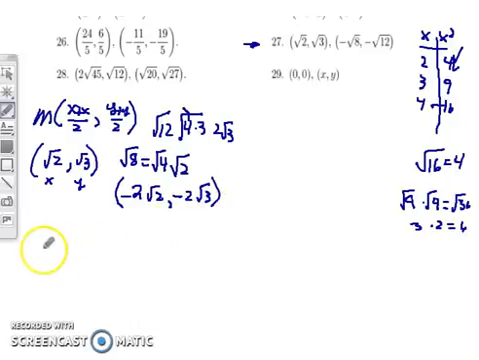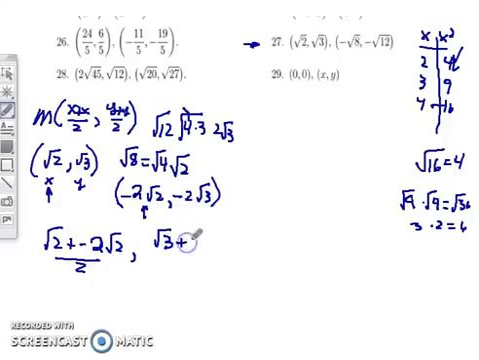All right, let's find the midpoint. Add the x's: radical 2 plus negative, whoops, I'm sorry. Got to really focus here. All right, so radical 2 plus a negative 2 radical 2, over 2. Okay, that would be the x, and the y would be radical 3 plus negative 2 radical 3, over 2.